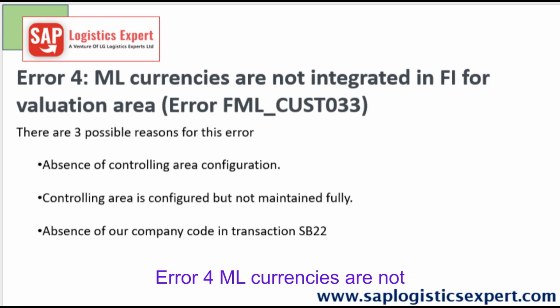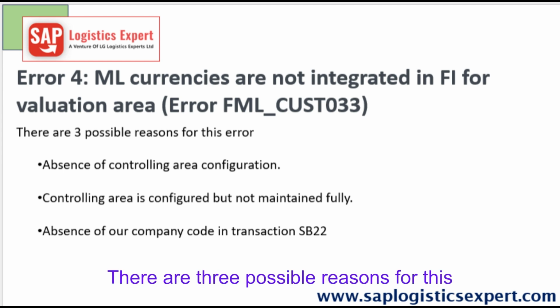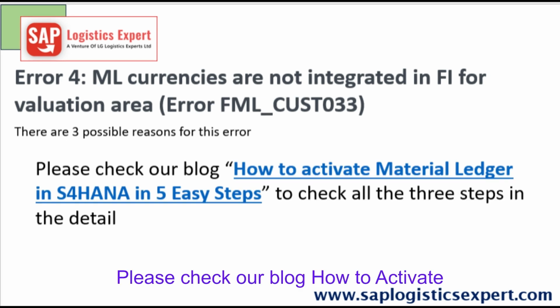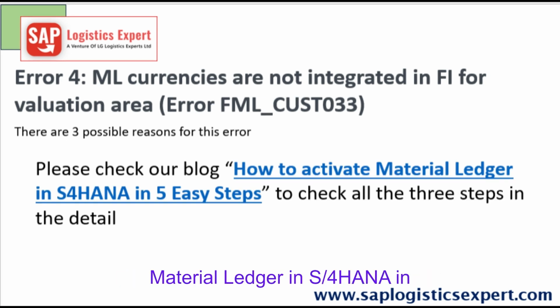Error 4. ML currencies are not integrated in FI for valuation area. Error FML_cust033. There are 3 possible reasons for this error. Absence of controlling area configuration. Controlling area is configured but not maintained fully. Absence of our company code in transaction SB22. Please check our blog How to Activate Material Ledger in S4HANA in 5 easy steps to check all the 3 steps in detail. Let us review the next error.